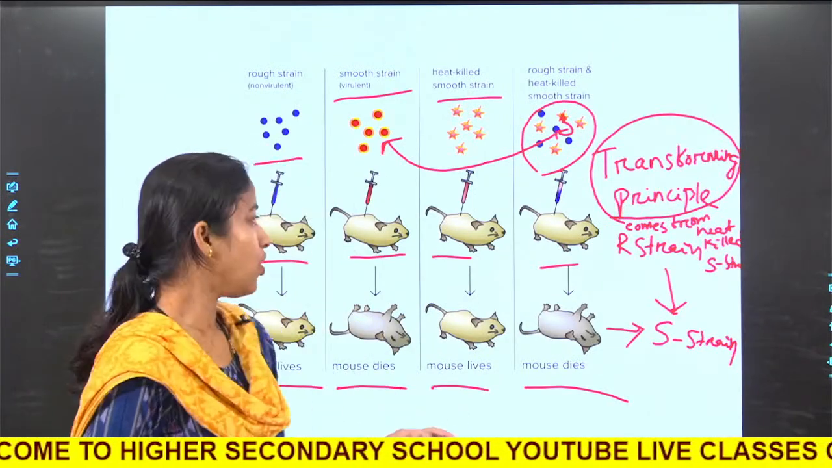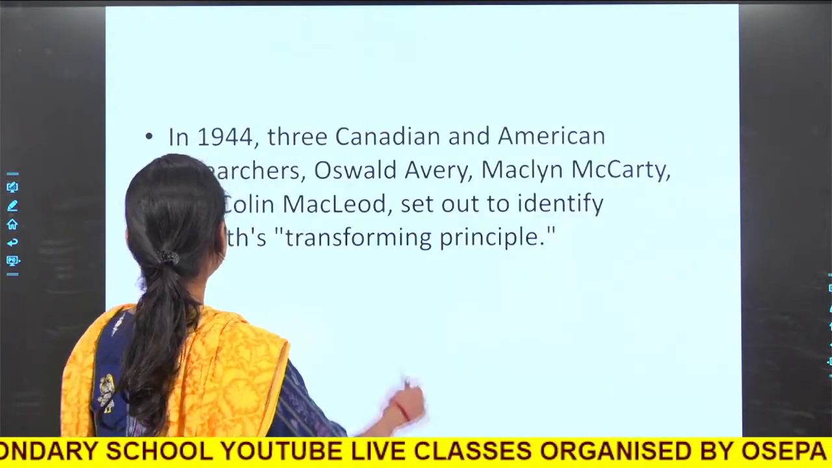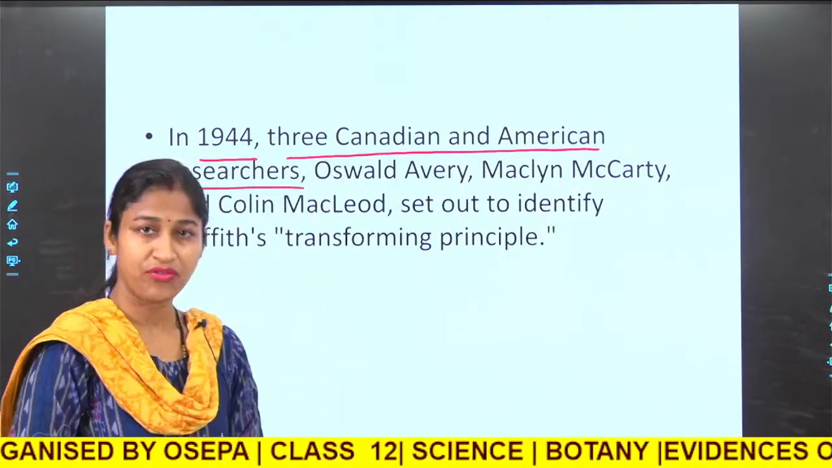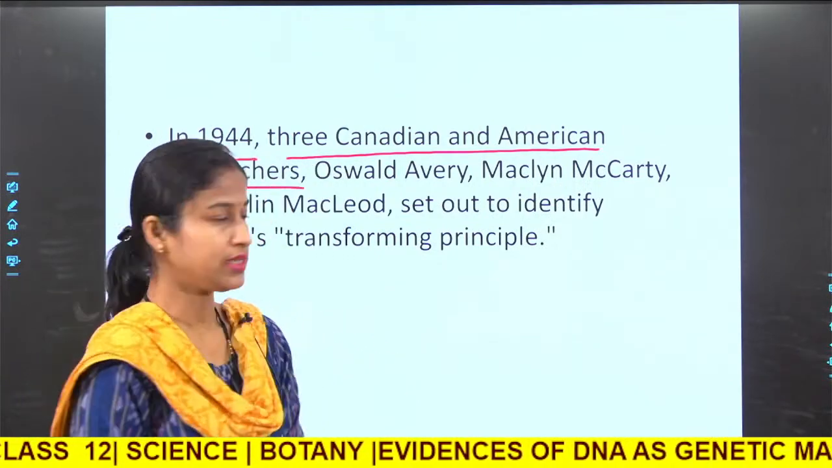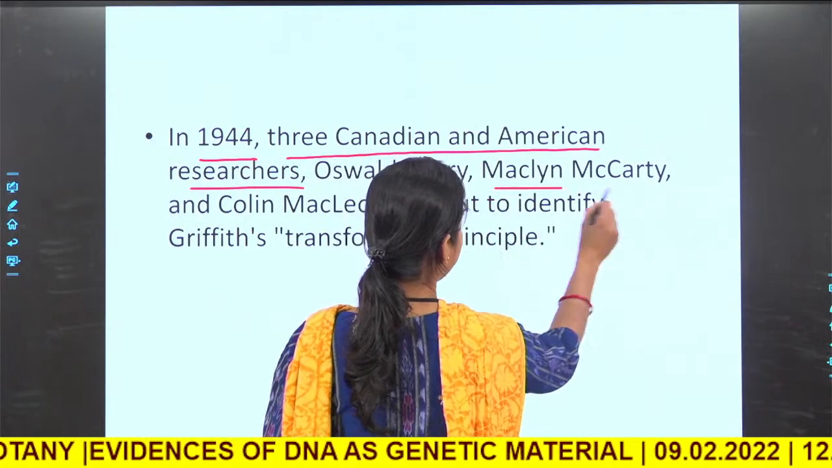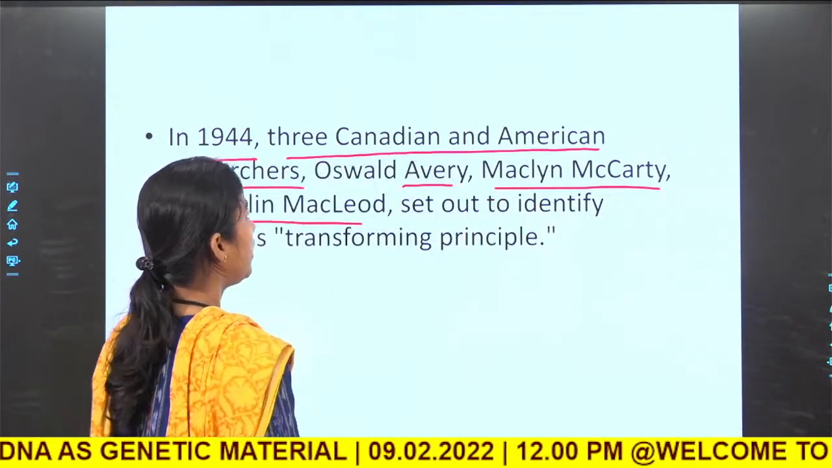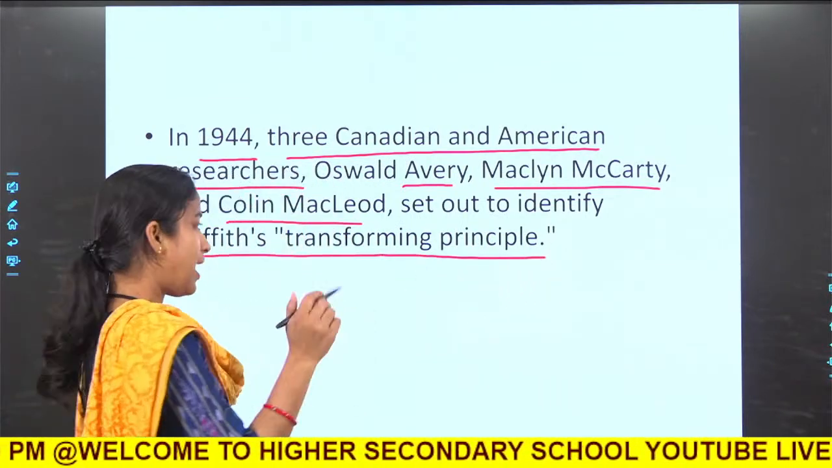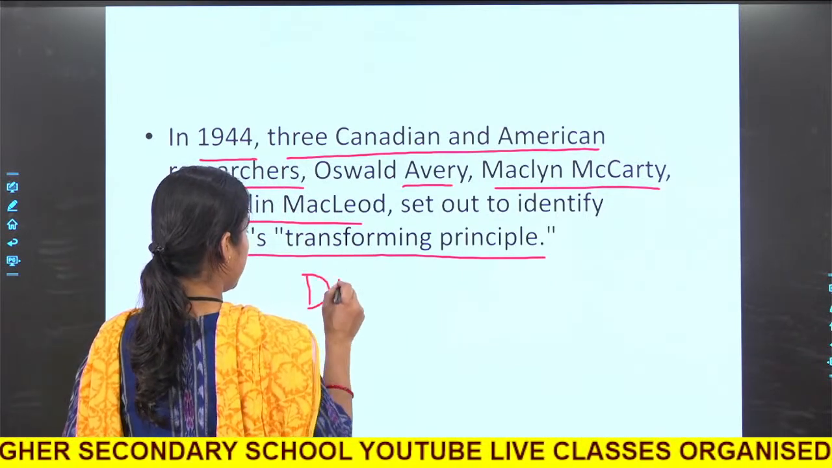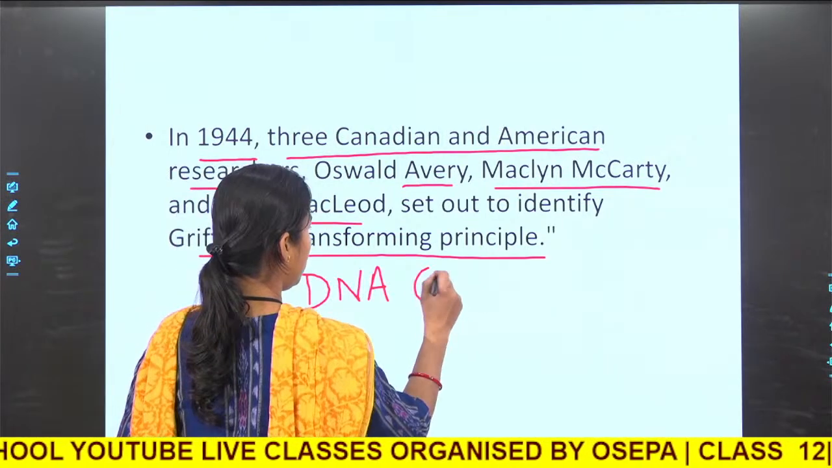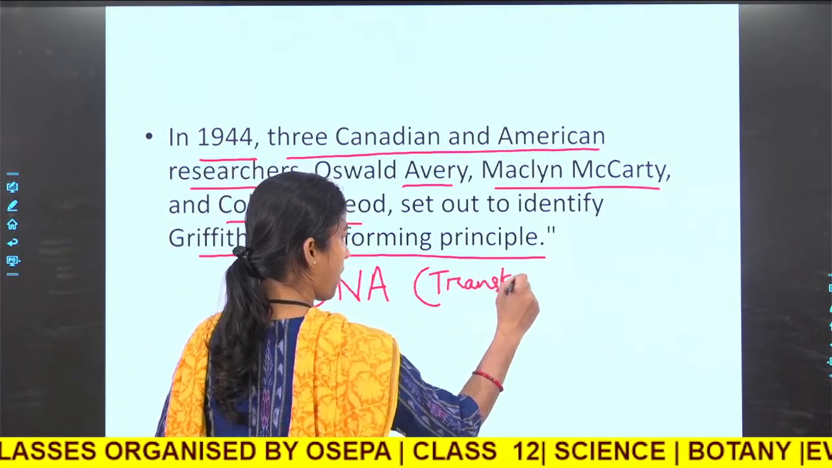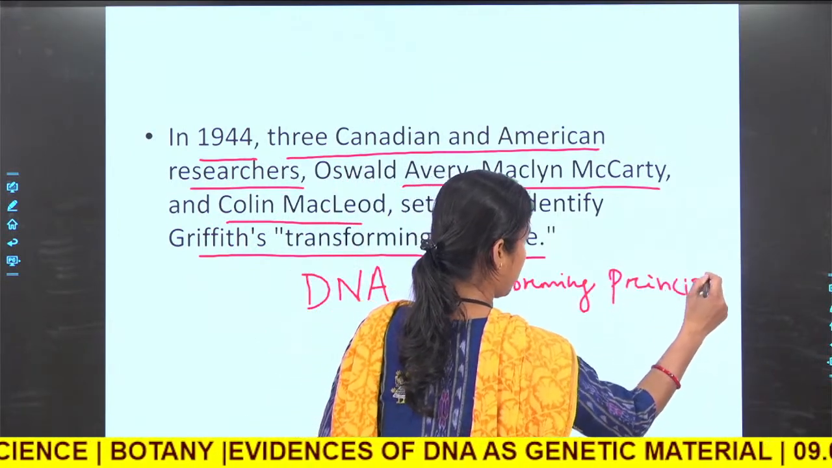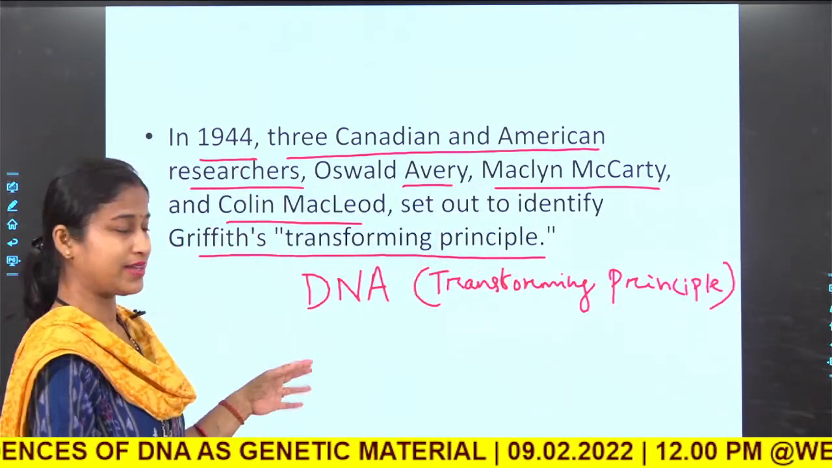Okay. But later on, in 1944, three Canadian and American researchers known as Avery, MacLeod and McCarty, Oswald Avery, Maclyn McCarty and Colin MacLeod, set out to identify Griffith's transforming principle, and they found that the DNA was the transforming principle.